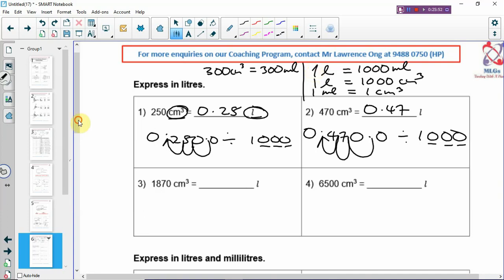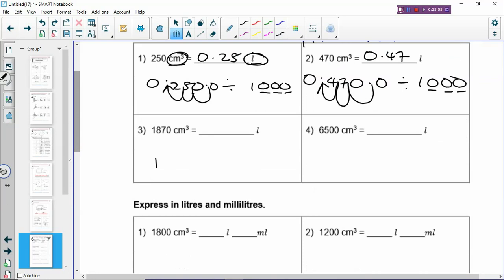Okay, let's do a bit faster now. How about 1870 cm cube? So small to big, you have to divide and change the whole number into a decimal. Shift the decimal point to the left 3 times. 1, 2, and 3. And how do you shift to the left? You shift after 3 digits.